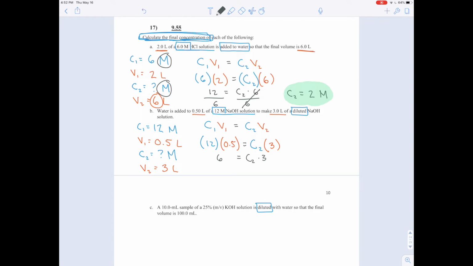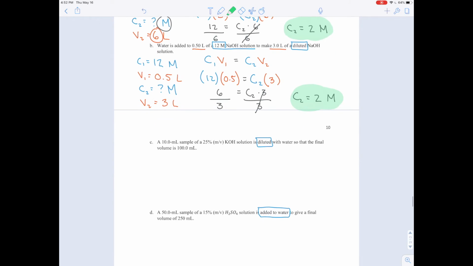To get C2 by itself, right now it's being tied to the 3 through multiplication. So to untie it, you do the opposite operation, division, with the same number. If you do that to one side, you have to do it to the other. It cancels on the right, and you're left with C2 equals 6 divided by 3, that's 2. And because we plugged in molar for C1, we're going to get molar out, or molarity out. So we'll have 2 molar is going to be the final concentration for this one.